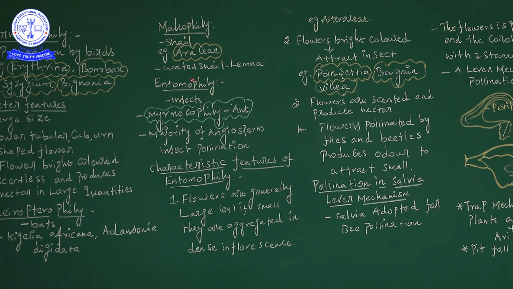Okay, and then entomophily. Entomo means insect, the most important pollination in this world. Okay, angiosperm flowers, most of the angiosperm flowers are pollinated by insects. Okay, and then myrmecophily, which is pollination by ants.